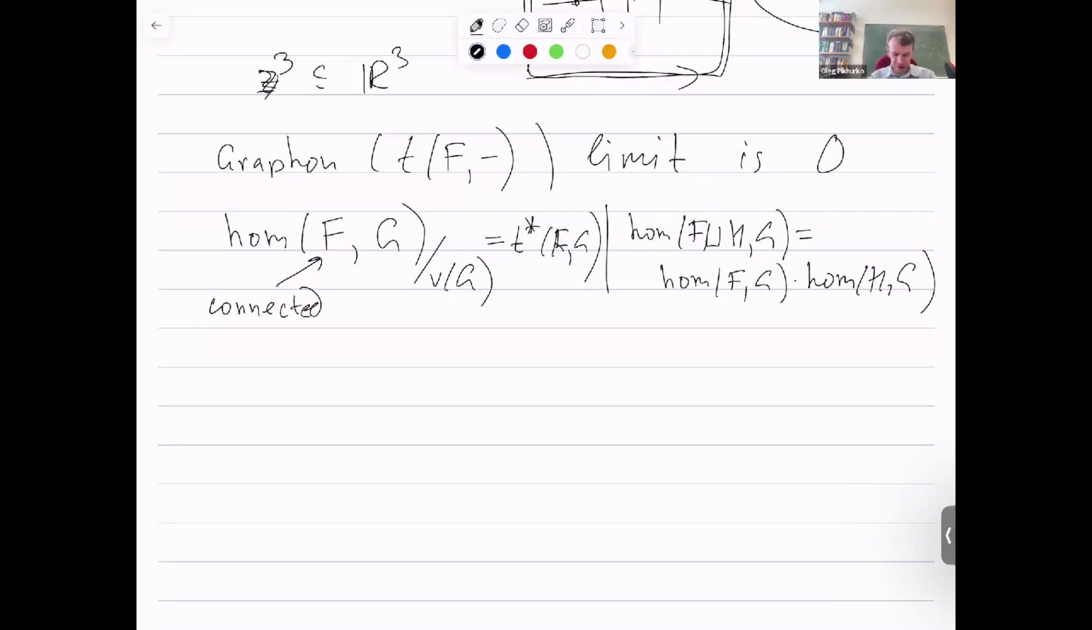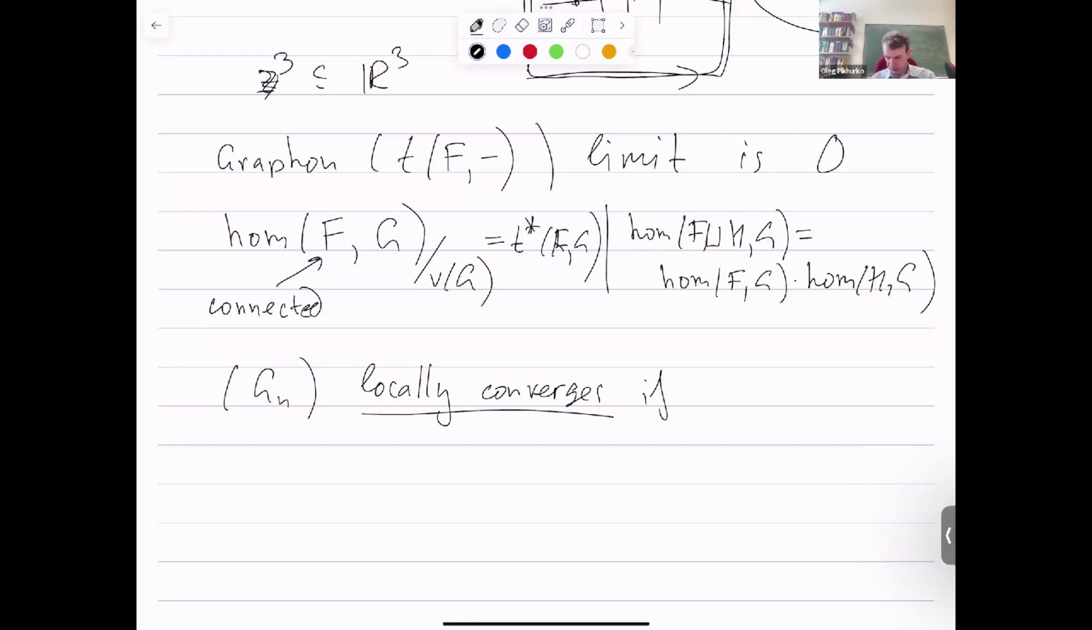And then we say that a sequence of bounded degree graphs, G_n, locally converges if for every connected graph f, if you look at these star versions, so for every n you have some real number, not necessarily between 0 and 1, all these numbers converge.